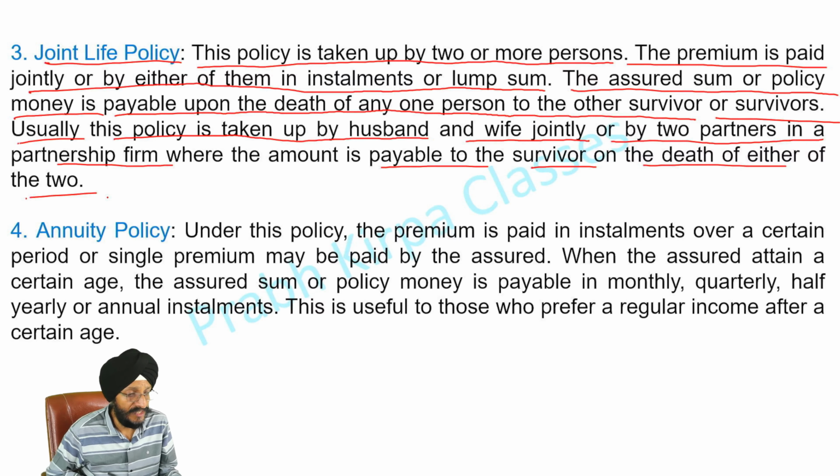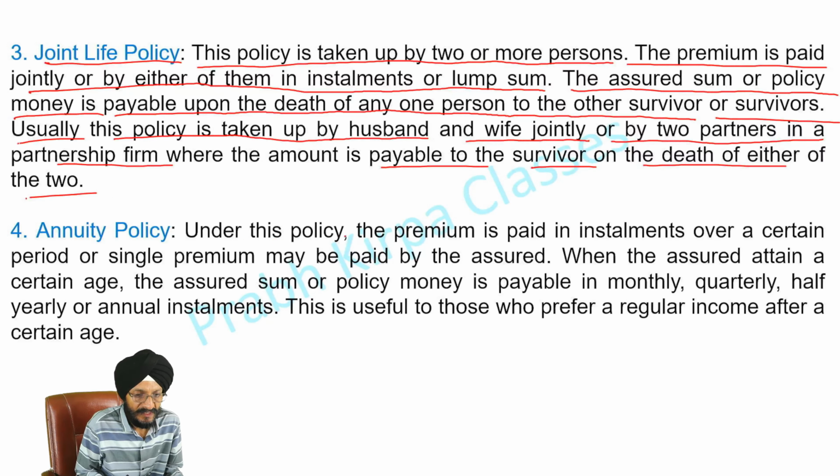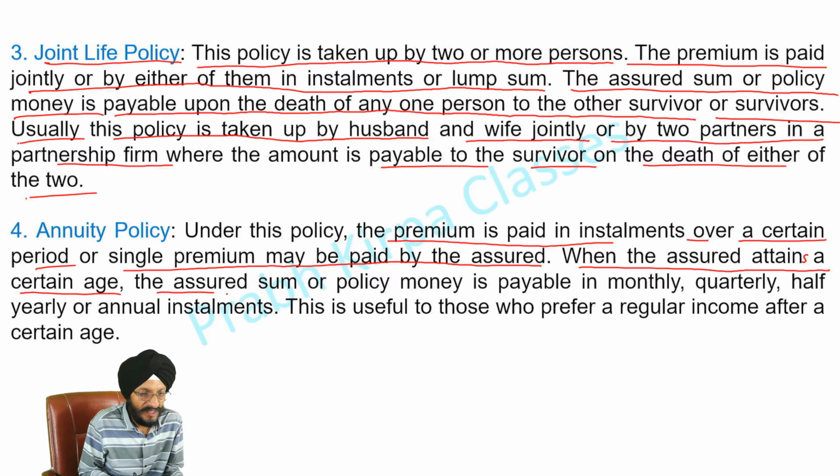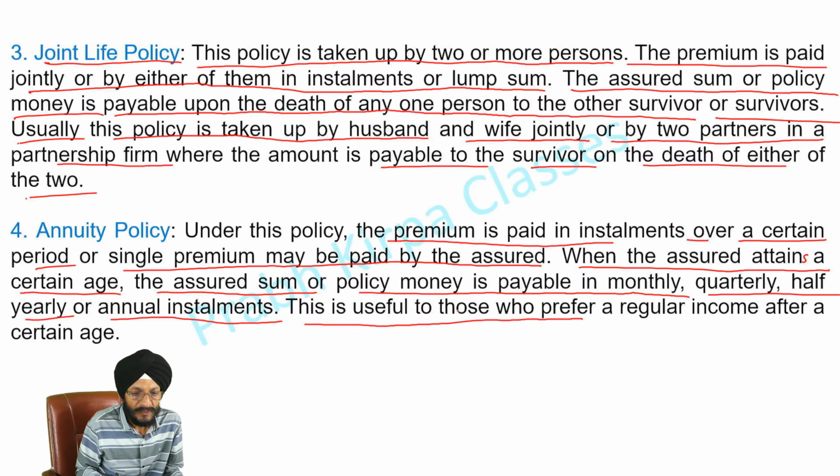Now, the fourth policy is the annuity policy. Under this policy, the premium is paid in installments over a certain period, or a single premium may be paid by the assured. When the assured attains a certain age, the sum assured or policy money is payable in monthly, quarterly, half yearly, or annual installments. This type of policy is useful to those who prefer a regular income after a certain age.